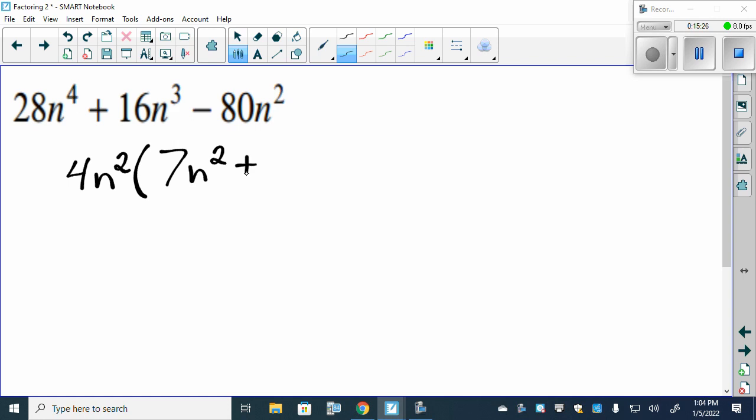Plus 16n cubed divided by 4n squared. 16 divided by 4 would be 4, and n cubed divided by n squared is n. Minus 80 divided by 4 would be 20, and n squared divided by n squared would simplify out to 1, which would just really tell us that we have 20 times 1, which is just 20.